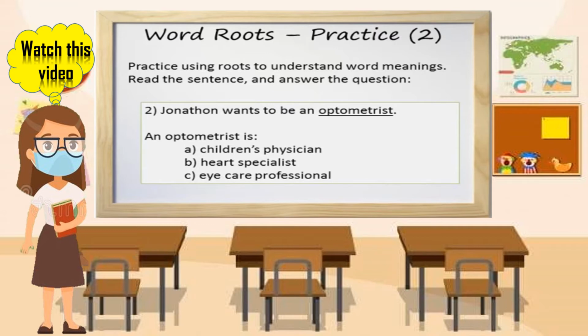Number 2, Jonathan wants to be an optometrist. An optometrist is A, a children's physician, B, a heart specialist, or C, an eye care professional. Again, we don't need to know the word optometrist. If we just know the root, opt, we can guess the correct answer. The correct answer is C, an eye care professional. And we can guess that because opt means eye.